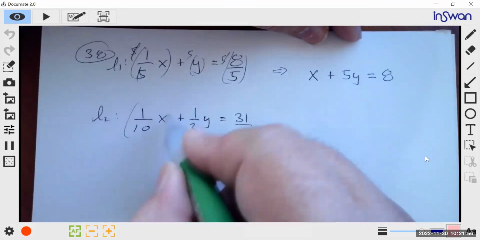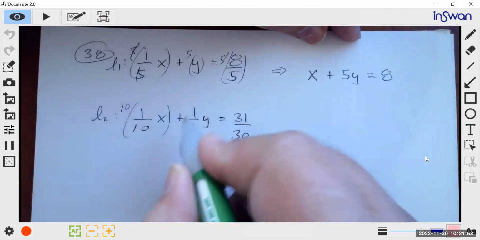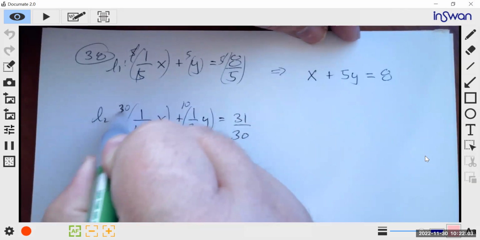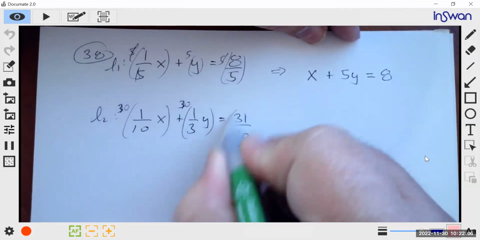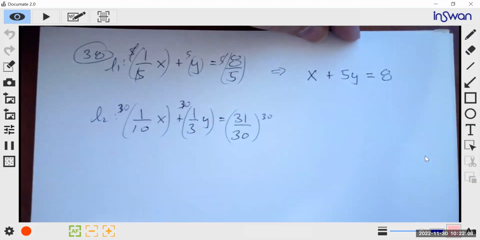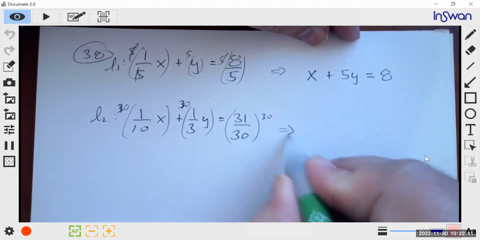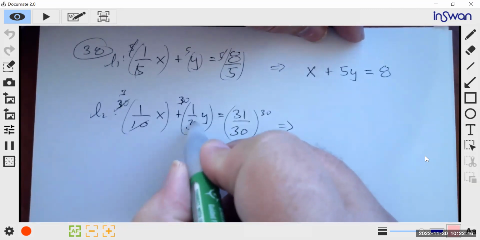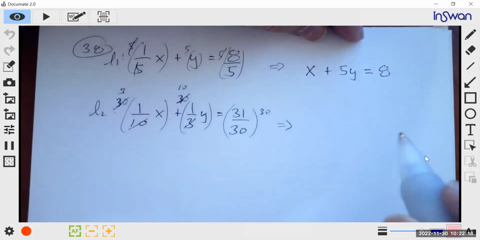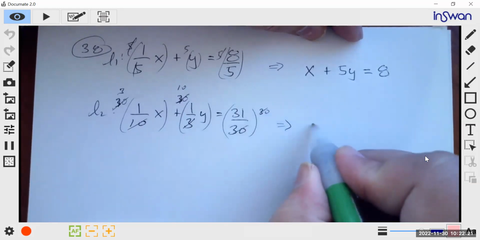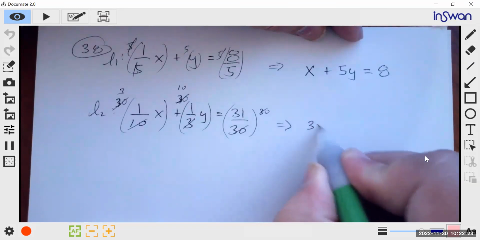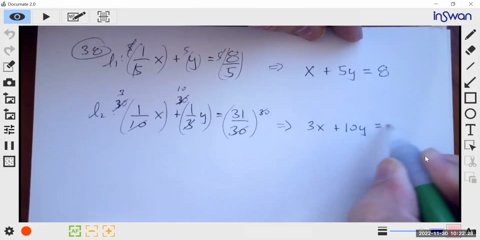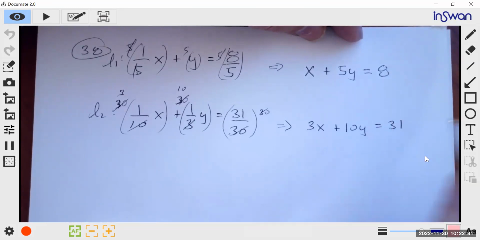On the bottom one, the LCD is 30. So multiply everybody by 30. 10 goes into 30 3 times. 3 goes into 30 10 times. 30 and 30 cancel. So we have 3x plus 10y equals 31.